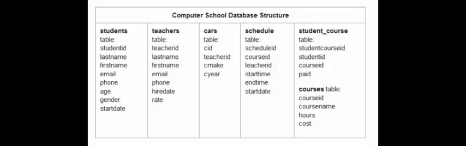Imagine that you are creating a database for a computer school. You must create tables for teachers, students, courses, and lesson schedules. The student table has the following fields: student ID, last name, first name, email, age, gender, and start date. To get information about students, you can use SQL.